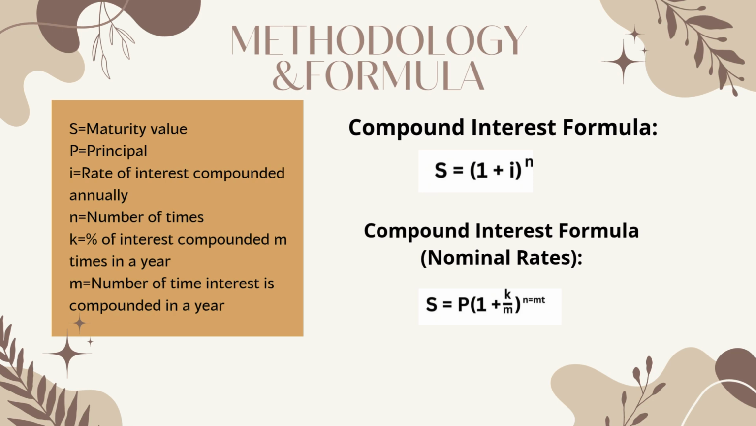The compound interest formula is S equals P in bracket 1 plus I, power N. And the compound interest formula for nominal rates is S equals P in bracket 1 plus K divided by M, power N, where N equals M times T.